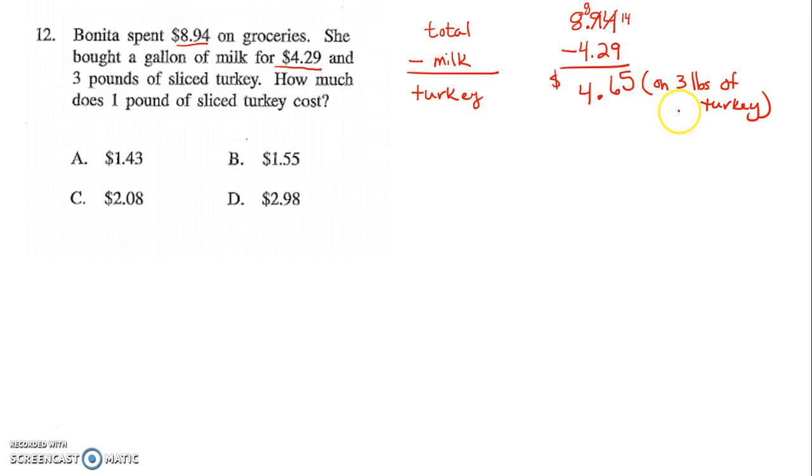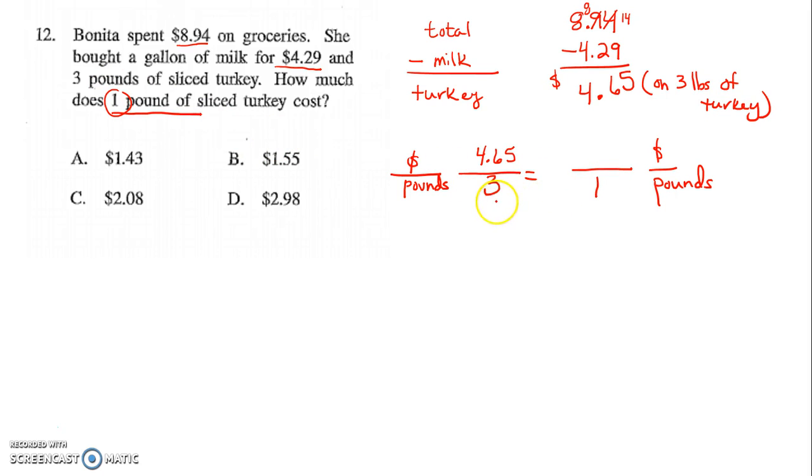So once you know how much she spent on 3 pounds of turkey, we're going to be able to figure out how much she spent on just 1 pound of turkey. There's lots of ways to go about this, but I could do money over pounds equals money over pounds. That way, if you're a student who says, I'm not sure whether to multiply or divide at this point, if you set up a proportion, you won't have to think about it. You know she spends $4.65 on 3 pounds of turkey. How much money on just 1 pound of turkey?